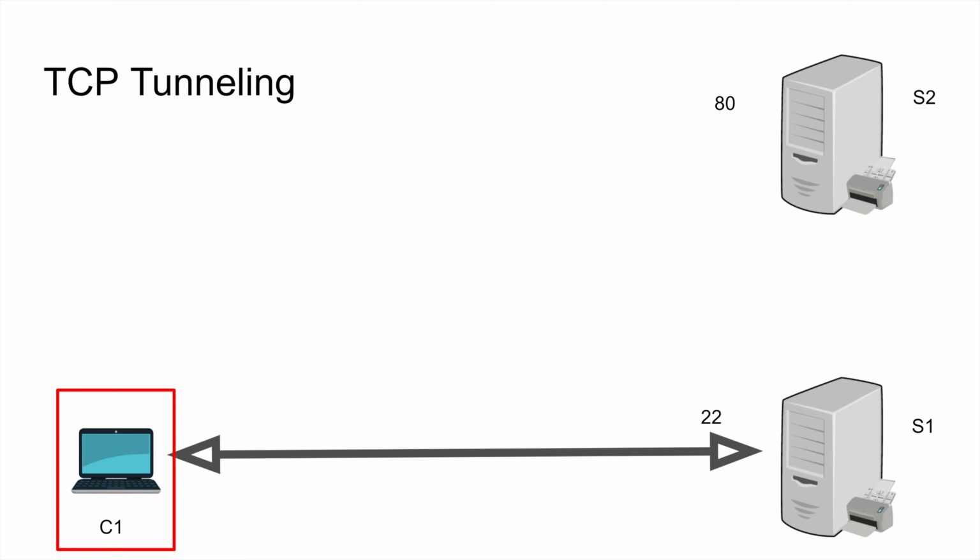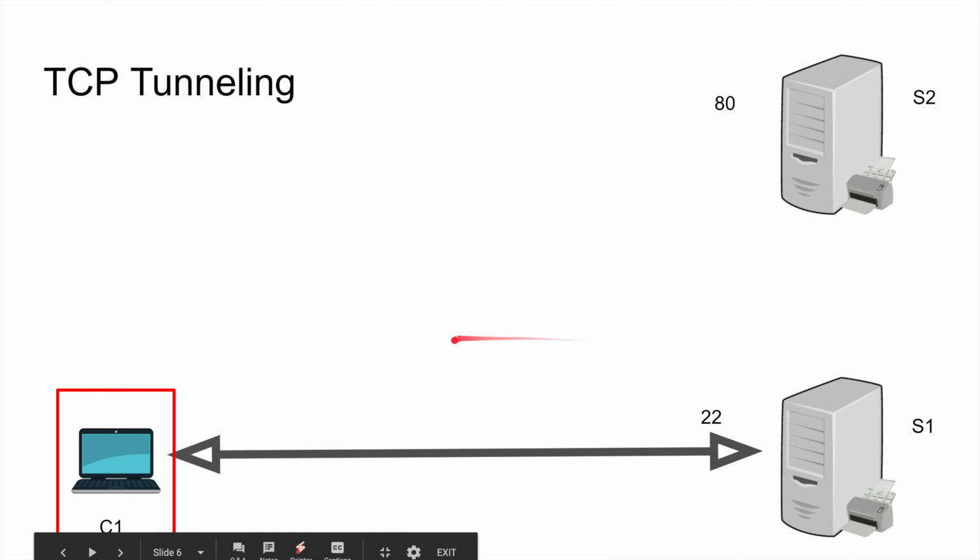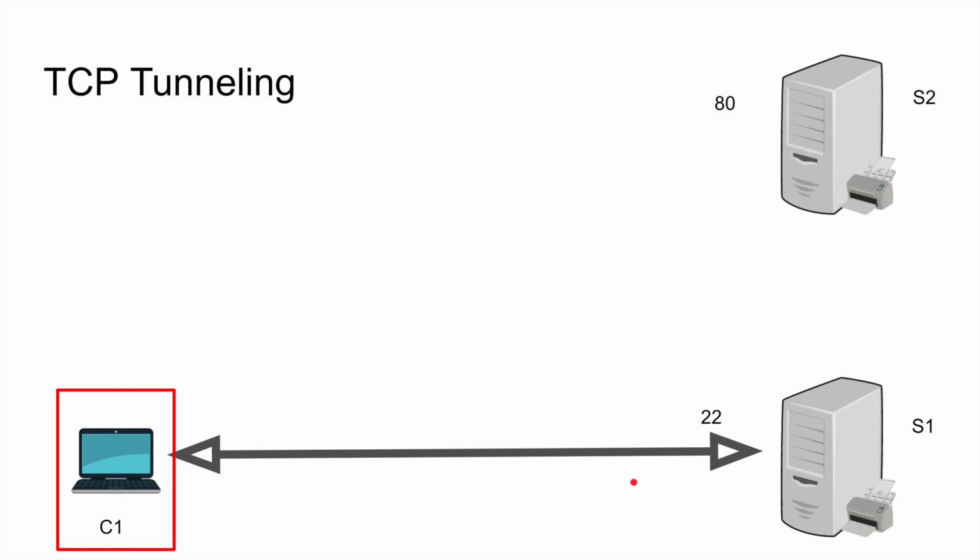So what you do is essentially you establish a normal TCP connection just like we did. C1 can see server 1 in this case. So it's going to establish a normal, legitimate SSH connection, a TCP connection on port 22. But what it does is something sneaky. It says, you know what? For my data, I really don't want to send an ls command. I really want to encapsulate another TCP packet inside that data. So let's explain that.